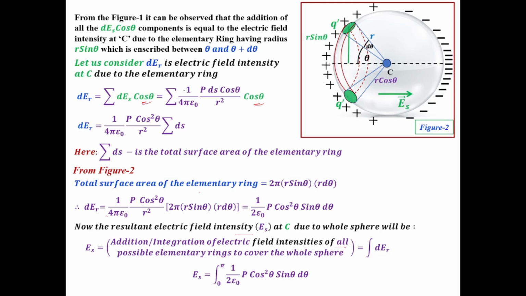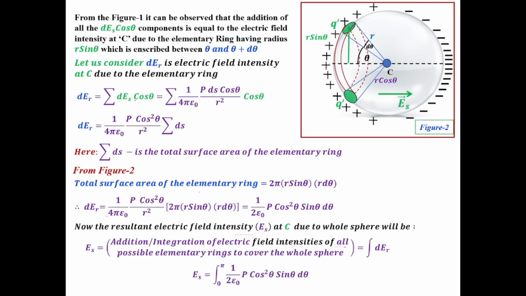dE_r will be equal to 1 by 4 pi epsilon 0, p cos square theta by r square, into summation over dS. What is the meaning of this summation over dS? The summation over dS means the total surface area of the elementary ring.